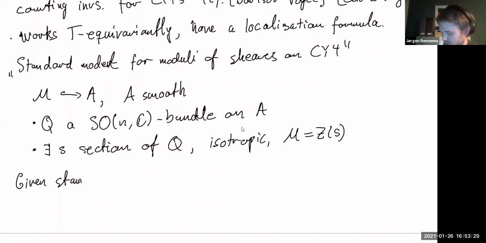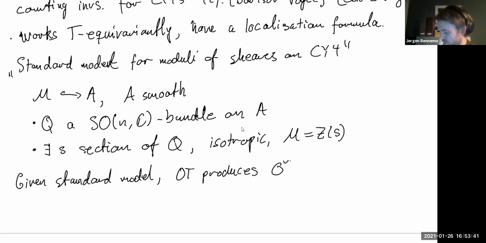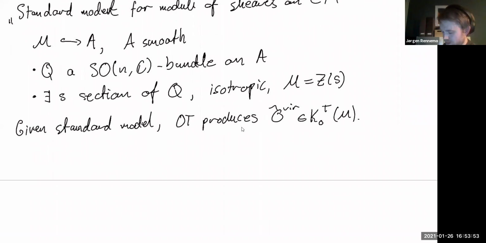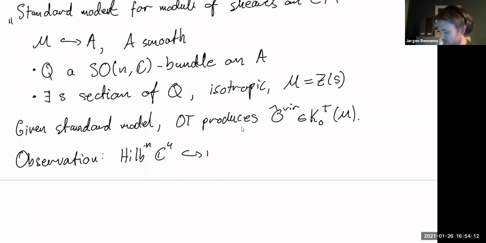if you're given a standard model, OT produces a virtual structure sheaf, or a symmetrized virtual structure sheaf. And you can have a torus acting in there as well. Okay, so the natural thing to ask, and it's quite simple to find the answer, is that actually Hilbert of C4, being the simplest moduli space of sheaves on a Calabi-Yau 4, sits inside NC Hilb of C4. So this fits in the standard model.